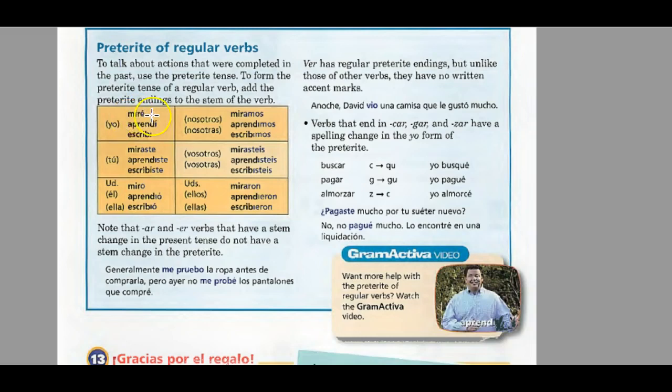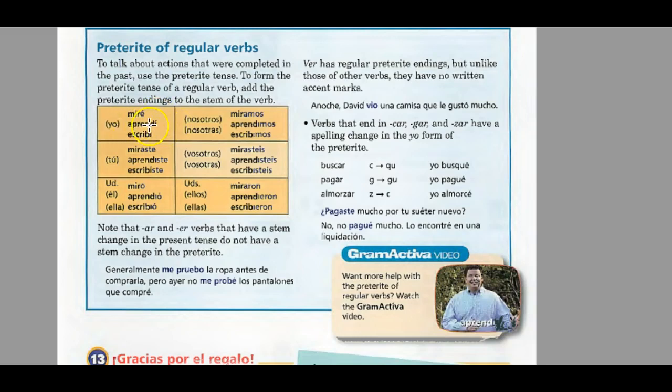You have mirar, to look at. That's an AR verb. Aprendí, it's from aprender, which is an ER verb, and escribí, which is from escribir, which is an IR verb. So you have AR, ER, and IR all together. So miré, that's your ending for the AR verbs, and the ER, IR will have similar endings here. So you'll see that pattern repeat.